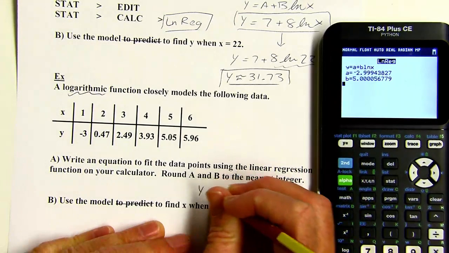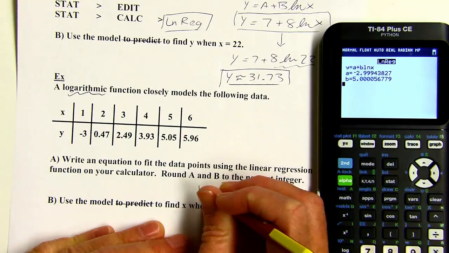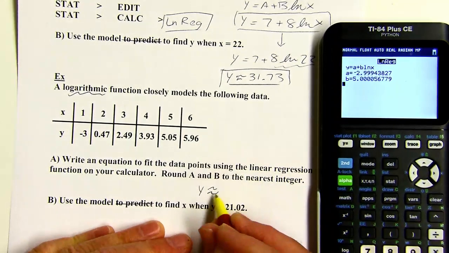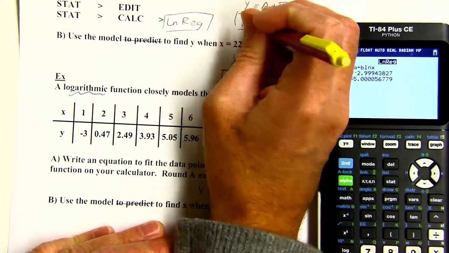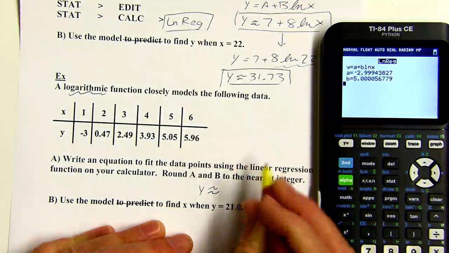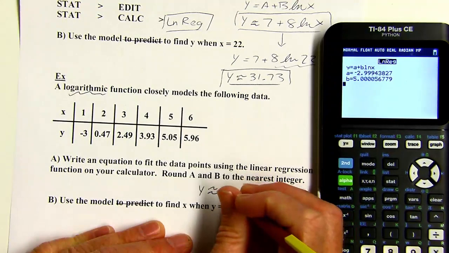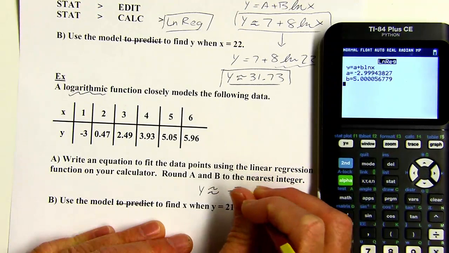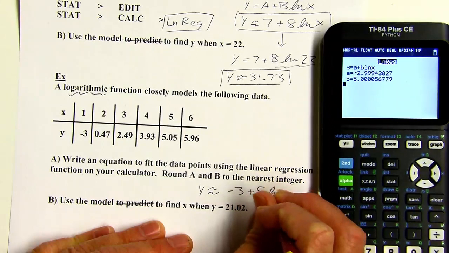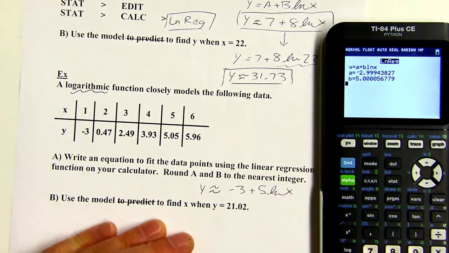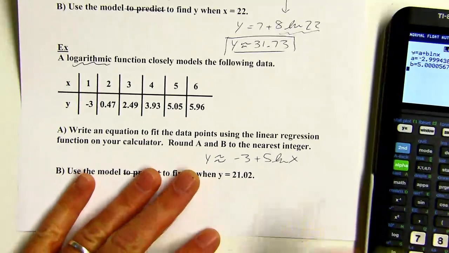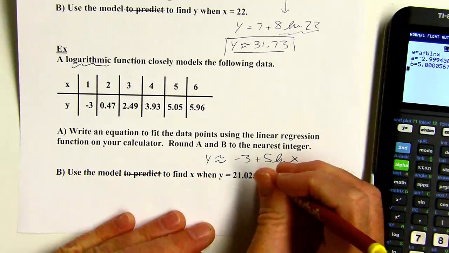So I'm going to have y. I should have really put that on the last problem. It's about equal to 7 plus 8 natural log of x. So this one's about equal to negative 3 plus 5 natural log of x. And then we can use that now to make our prediction, okay, on part B.